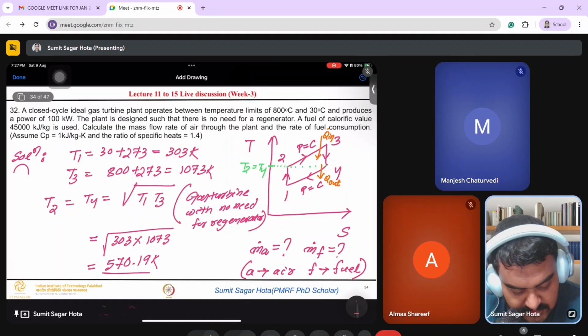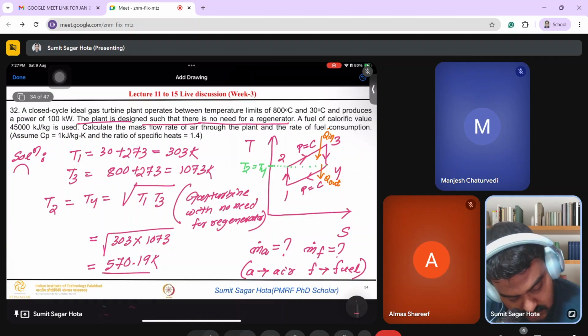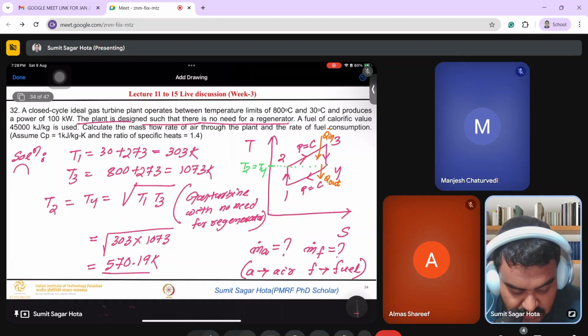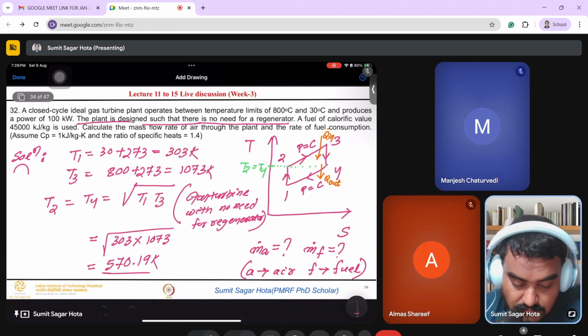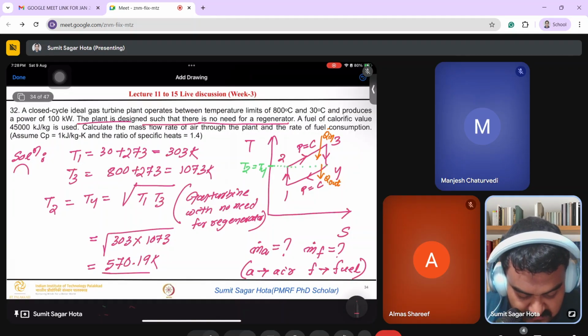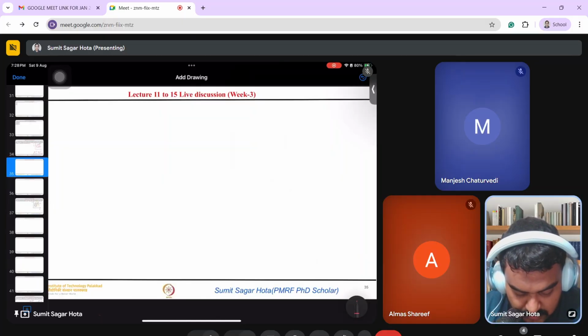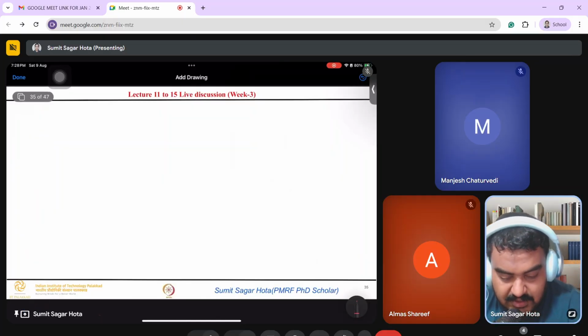Here a very good statement is written: the plant is designed such that there is no need of a regenerator. So by that assumption, we can just say T2 equal to T4 equal to the square root of T1 T3. For that we also have a formula for the work output, or more specifically the turbine work.